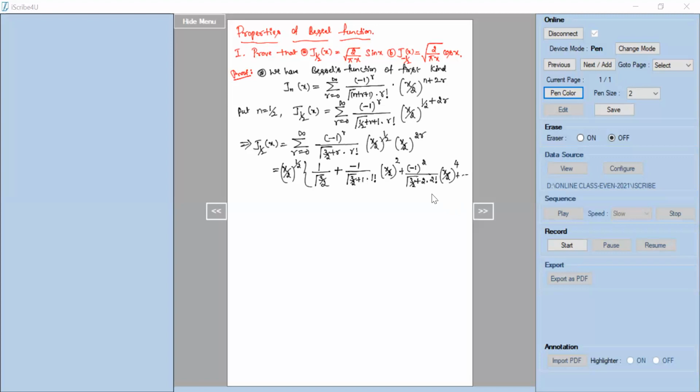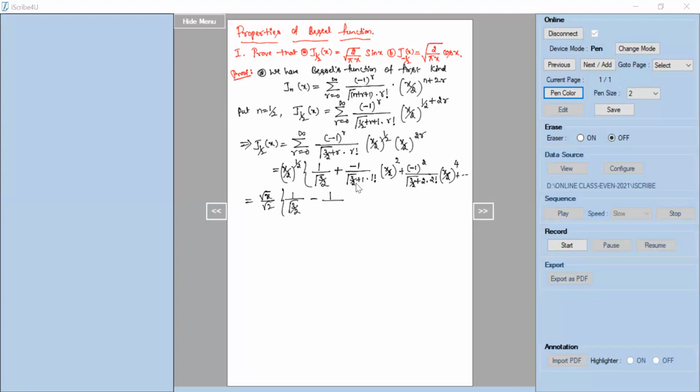Now this one I can simplify further. This is equal to x by 2 power half, which can be written as root x by square root of 2 on splitting. It is x by 2 power half, the root of this, and I can split it as root x by root 2, into 1 by gamma 3 by 2. See, this term is plus, and this term is minus, so it becomes minus 1 by gamma of 3 by 2 plus 1.